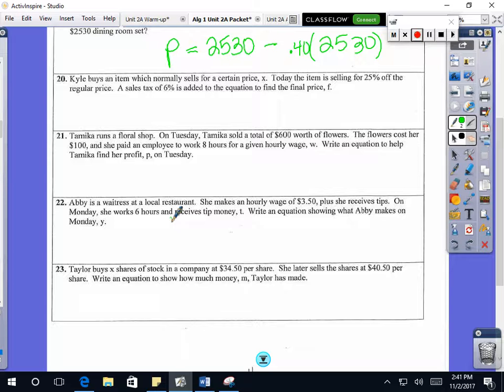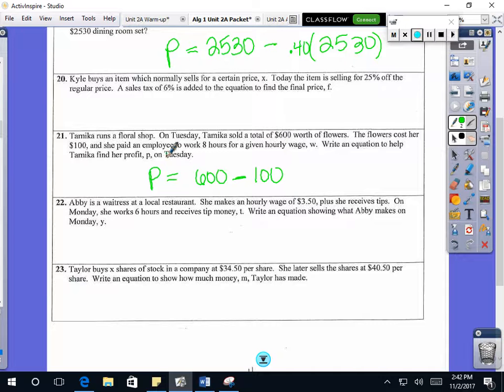Okay. How do you calculate profit? Your total minus your expenses. So, her profit is her total minus her expenses. Well, what was her total? 600. And then what was her expenses?